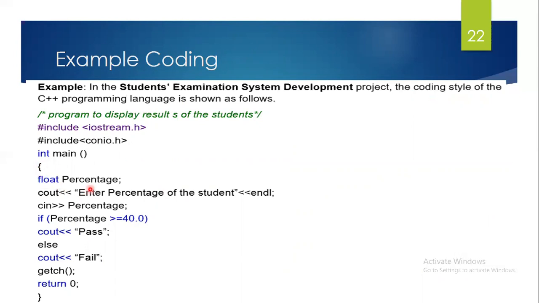You can see the percentage is taken from the user. First of all, a message will be displayed on the screen, enter percentage of a student. User will enter the percentage that will be stored in the variable percentage. Here, it is checking for a condition. If percentage is greater than or equal to 40, it will print the message pass on the screen, else it will print the message fail.